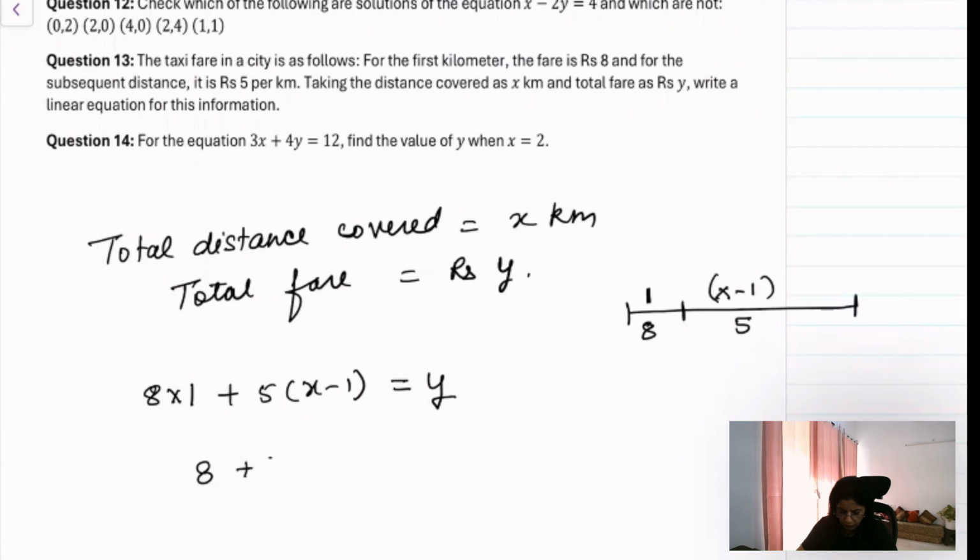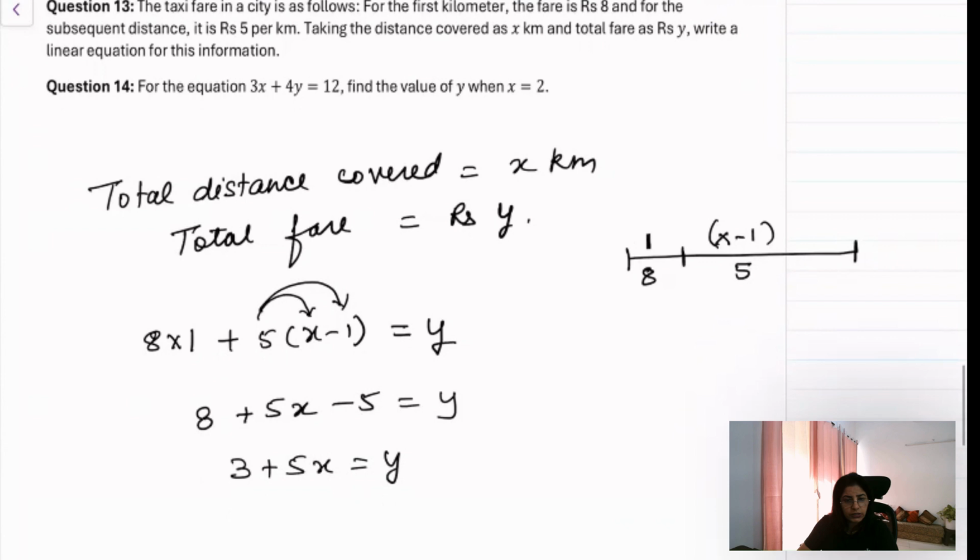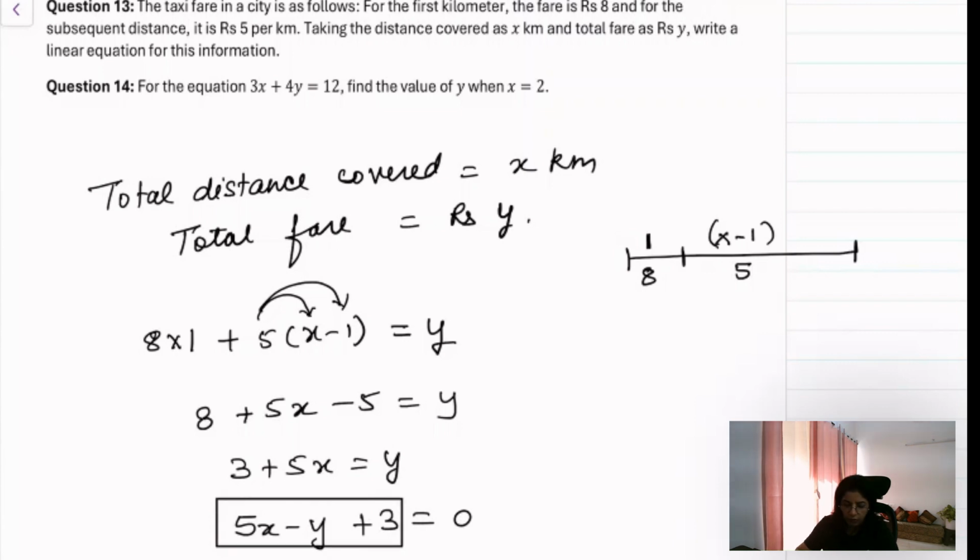Let's solve it. 8 plus 5x minus 5, here we are using the distributive property, is equal to y. So your equation becomes 3 plus 5x is equal to y. Now since they have asked you the linear equation, we will express it in standard form and give our answer: 5x minus y plus 3 is equal to 0. This is your linear equation for the given question.